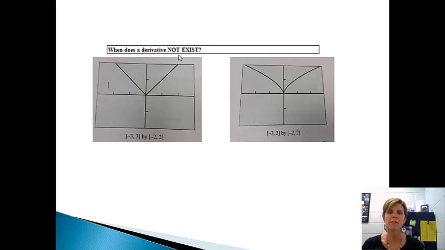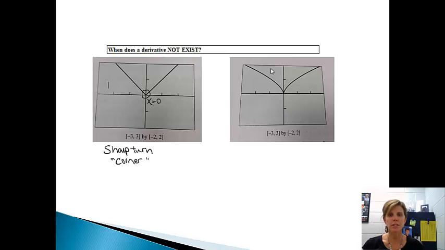When does a derivative not exist? The first case, we have the absolute value function. Please notice that there is a sharp turn at x equals 0. If there is a sharp turn at a point on a function, at that sharp turn there is not going to be a derivative. Some books refer to that as a corner. So if we have a corner or sharp turn, it would not be differentiable at that point.